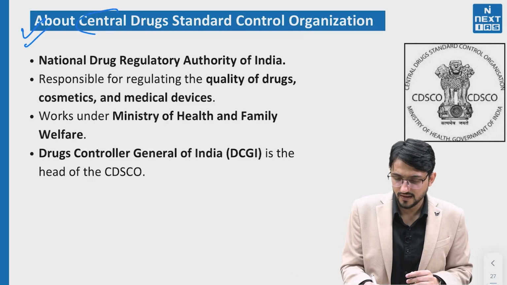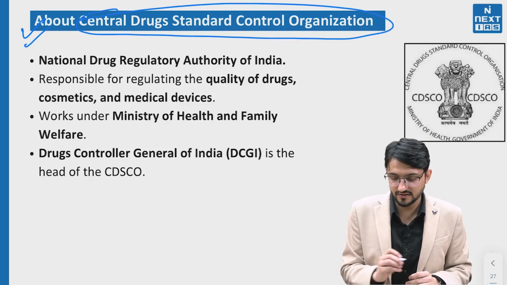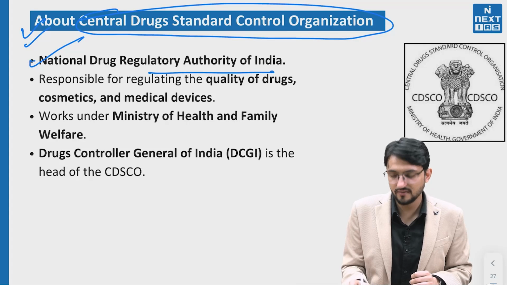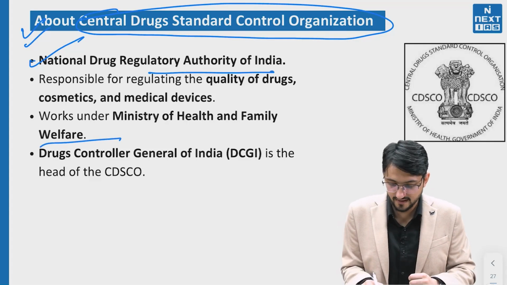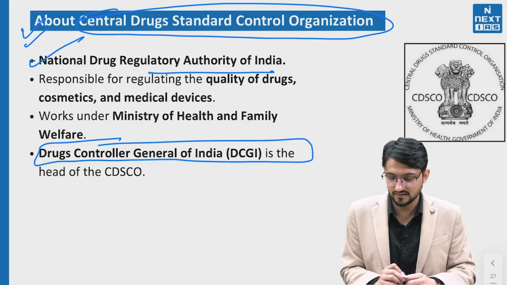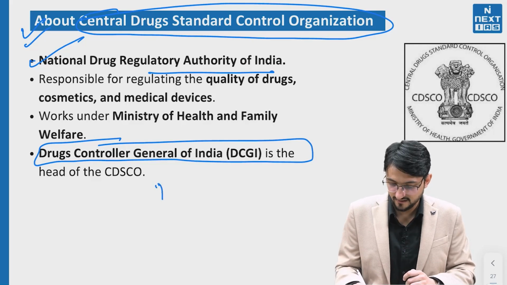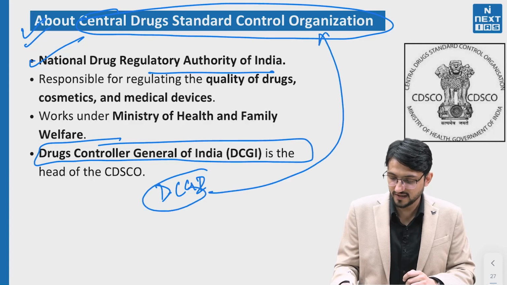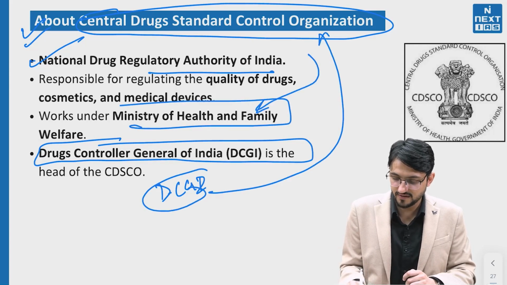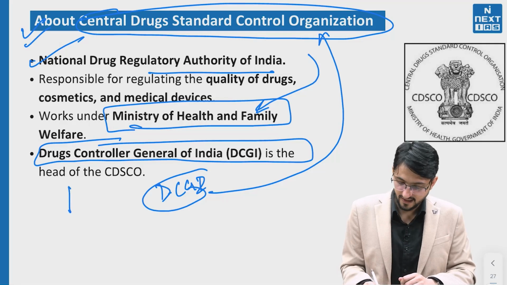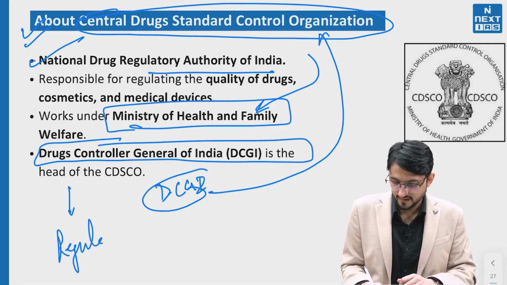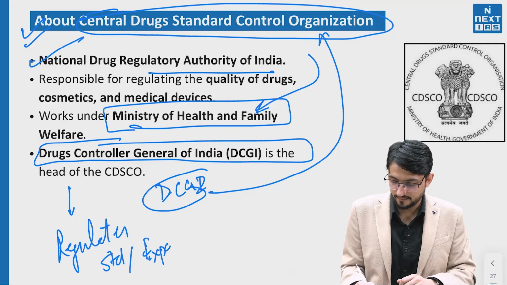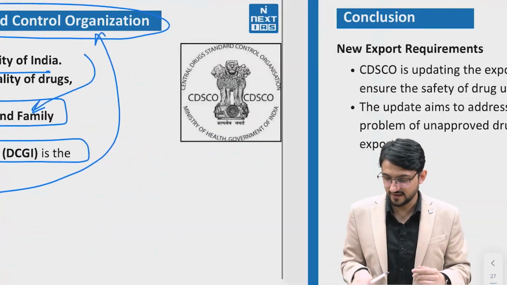And a little bit about the Central Drug Standards Control Organization. This is the major authority, headed by the Drug Controller General of India, DCGI, and this organization comes under the Ministry of Health and Family Welfare. Obviously, it regulates the standards and export and import approval of the drugs in India and outside India.